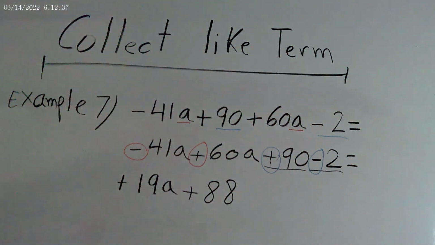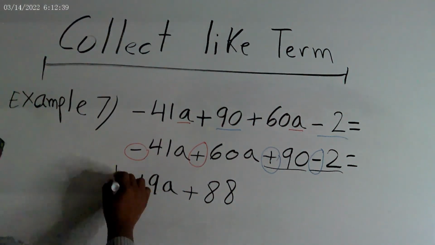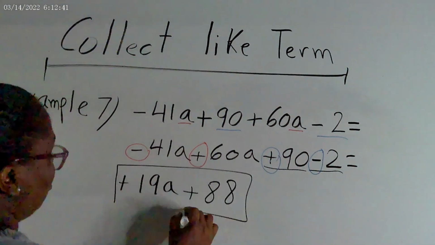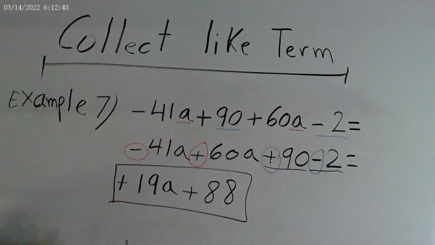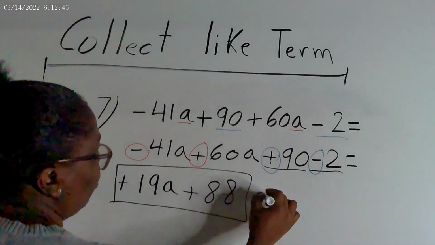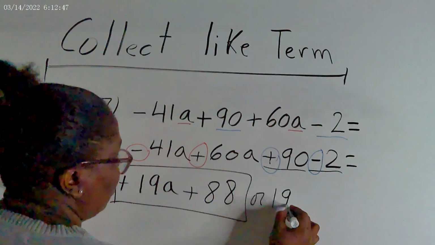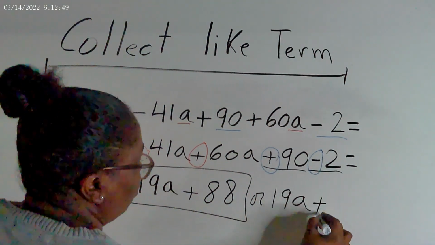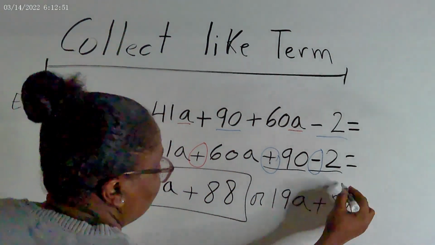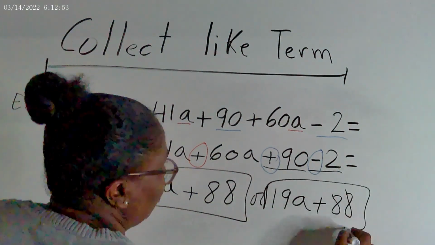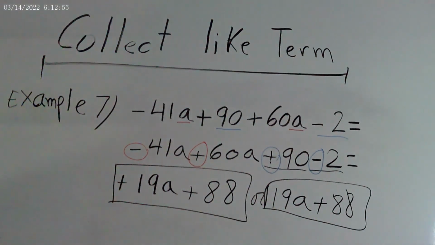Okay, that's the final answer. You see, it's easy. Or you can write it like that too: 19a plus 88. Okay, you can write it like that too if you want. Okay, that is the final answer.